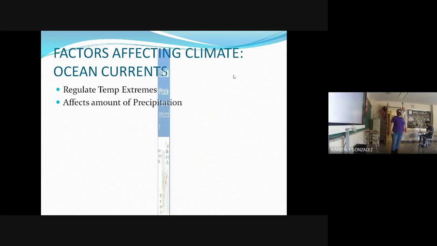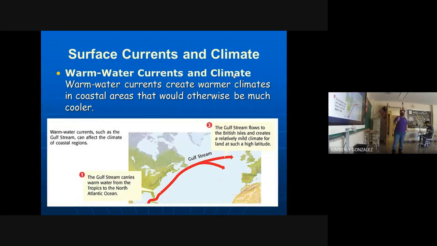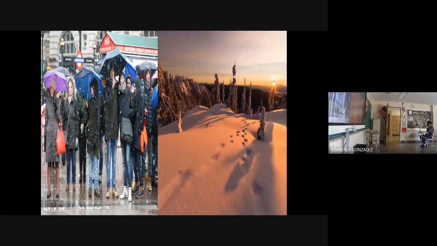After this, I'm going to stop. Warm water currents and climate: if you have that warm water current, it's going to create warmer climates in those coastal areas. If that warm Gulf Stream comes up by us, it brings more heat with it. That warms up the water, which makes more evaporate, creating more clouds, which creates more precipitation. If you were to look at one location versus the other, one would be rain, the other would be snow.